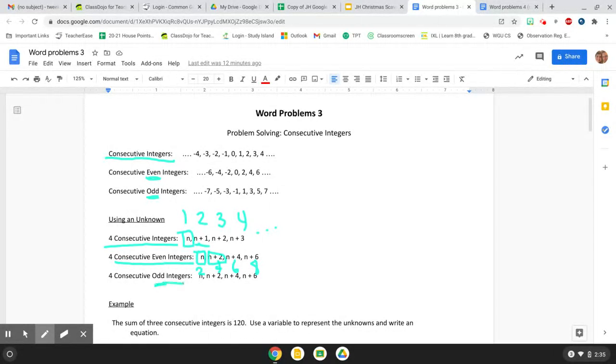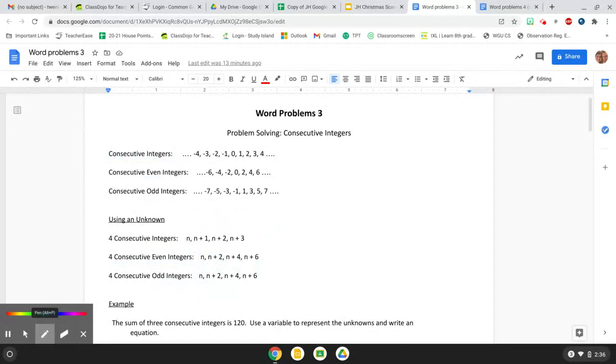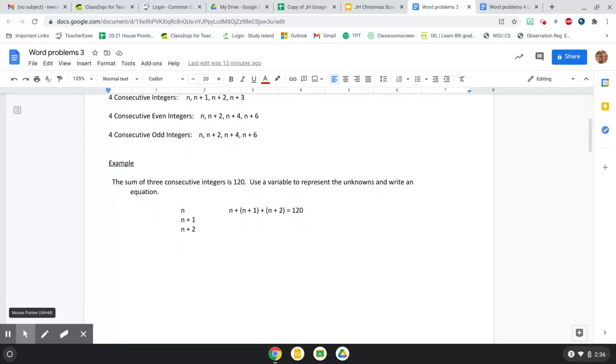When I go to odd integers, well, the first one has to be an odd number. So if I say 1, well, the next one 3, 5, 7, 9, and so forth. So I'm adding 2 again. I'm just skipping 1, but I started with an odd number this time, so it's different than the even, though they're represented very similarly.